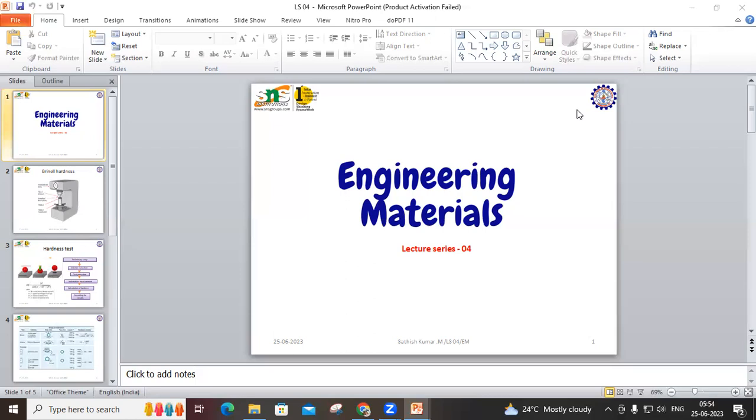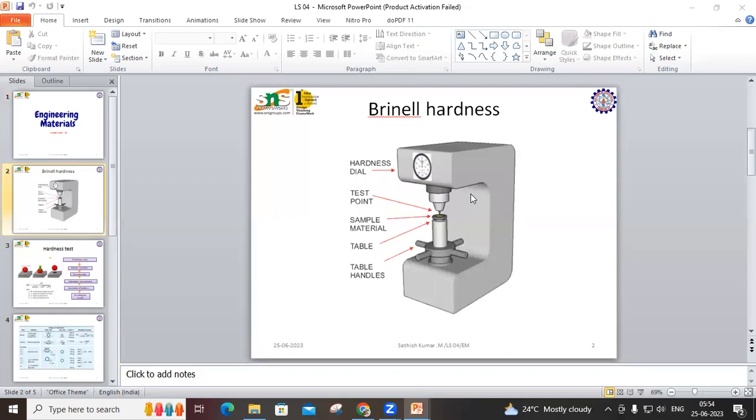We test this hardness using different machines, and one of the tests is Brinell hardness testing. So let us have a look at the Brinell hardness testing setup. This Brinell hardness testing machine has a C column, where there is a hardness dial and a test point. We can keep the sample material on the anvil, and the table which is holding the anvil, and we have the handles to raise and lower the anvil.